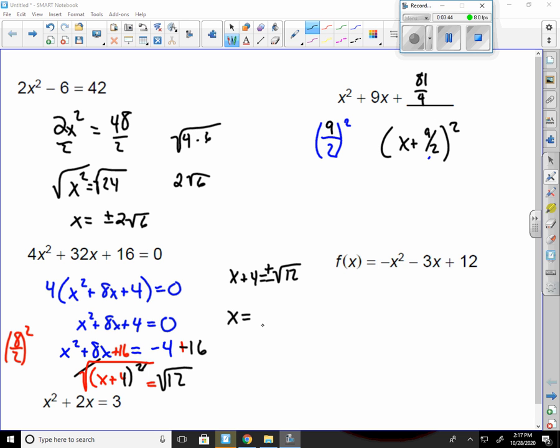Subtract the 4 over. I get negative 4 plus and minus. Then if I break the 12 down, that can be a 4 and a 3. And I know that the square root of 4 is 2. 3 stays inside, and I'm done. Negative 4 plus and minus 2 root 3.